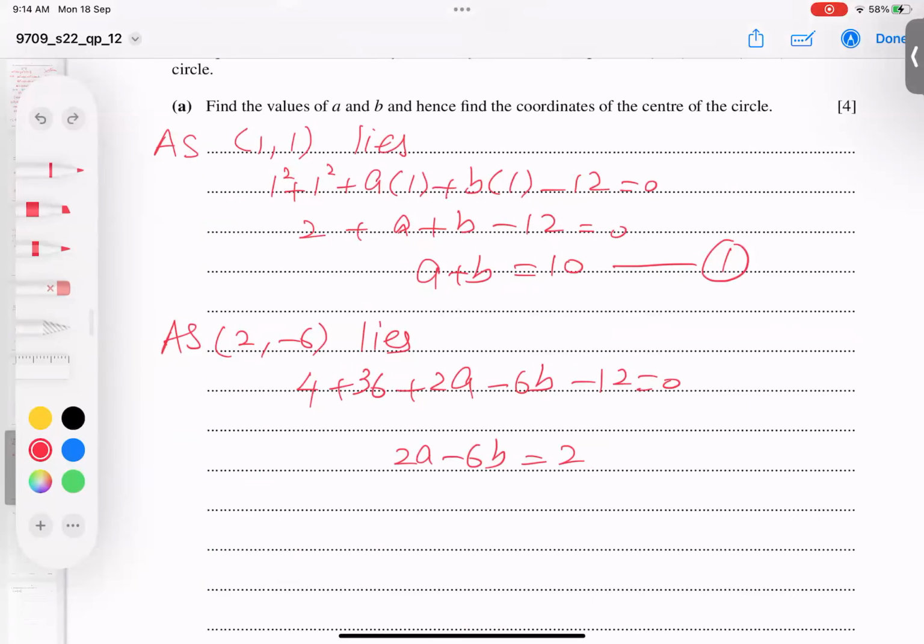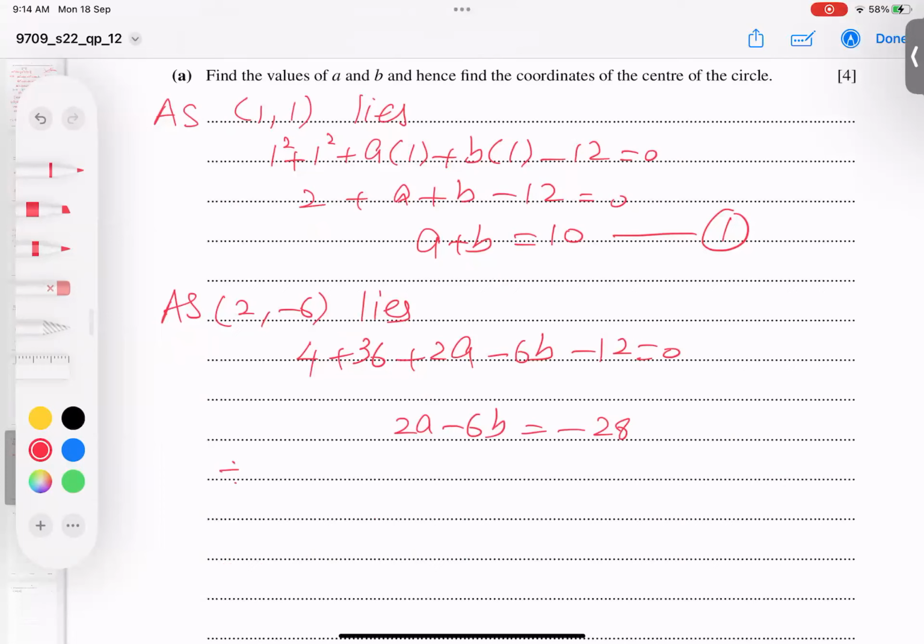Here positive 28 goes there, negative 28. Okay, I think I can divide it by 2 to make the question easier. So A and 3, and I got negative 14. So equation number 2 is done. Now I'm going to solve them simultaneously, this equation and this equation.